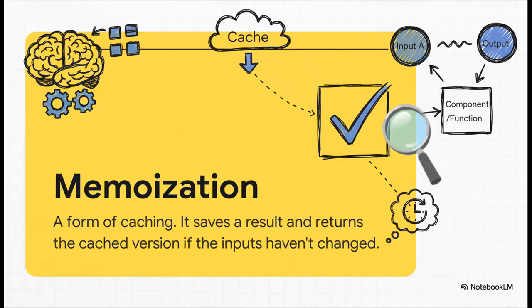So what the heck is memoization anyway? Honestly, it's just a fancy word for caching. It's you telling React, hey, see this calculation or this component? Remember the result, and as long as the inputs I give you are the same as last time, just give me back the old result instead of doing all that work over again.